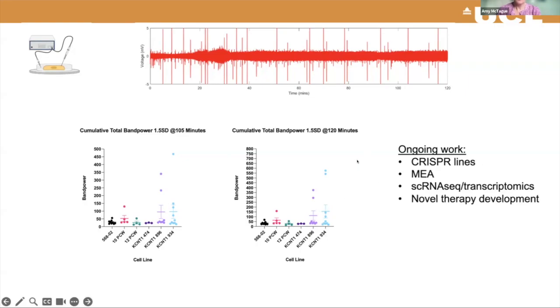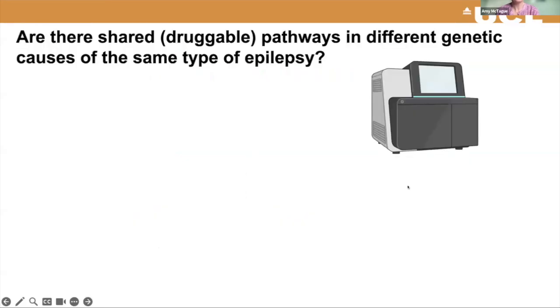At the moment, we are making CRISPR lines and looking to validate this phenotype using the CRISPR-corrected patient lines. That's ongoing work. We also plan to do MEA analysis in both the 2D and 3D models, and we have ongoing transcriptomic work to complement our novel therapy development.